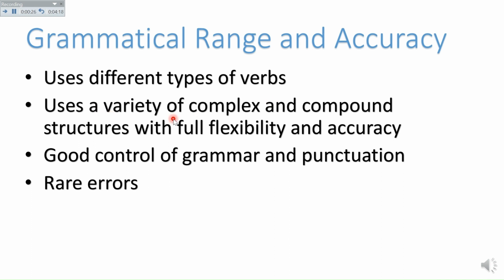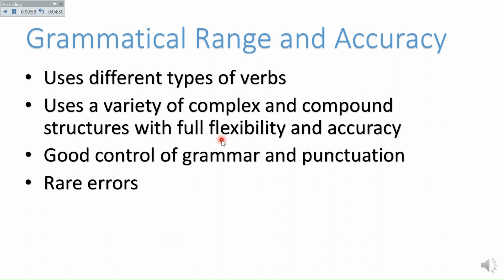Uses a variety of complex and compound structures with full flexibility and accuracy. So guys, IELTS has strictly said in the descriptor that if you want to get band 7 or more, you need to use both complex and compound structures. So this is very important if you want to get band 7. This is where most of the students struggle. They don't know how to use them, and even when they try, they don't use them properly. So you need to learn how to use complex and compound structures if you want to get 7 or more in IELTS writing.